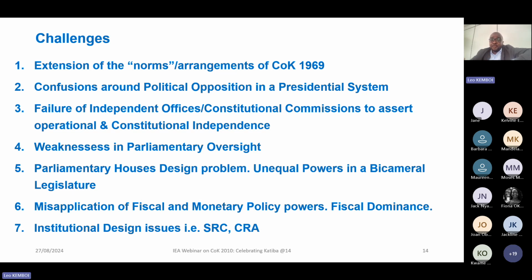Again, a failure of independent officers, constitutional commissions, to assert an operational and constitutional independence. You still see the constitutional commissions that still rely on and defer largely to the executive. If you look, Kenya's constitution is different from most constitutions because there is effectively what we call a fourth arm of government, which is now these constitutional commissions. And they've been given very specific functions. But when you see the posture they've taken, you see that problem.